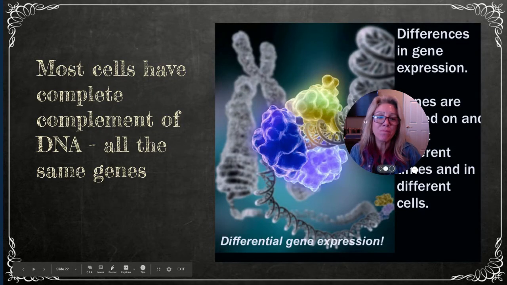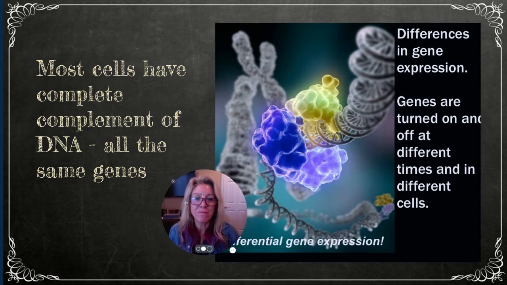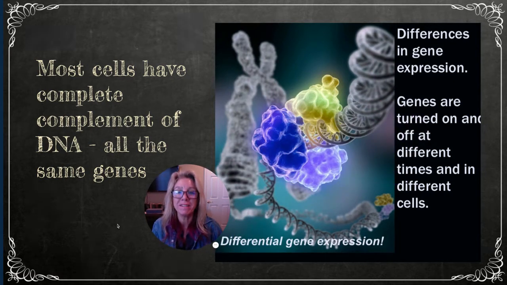And most cells have the same complement of DNA, the exact same DNA in them. And so how is it that our cells are so varied, so different in their functionality? And that all has to do with differential gene expression. So different genes are turned on at different times. And so what we want to talk about today is, how does that occur?